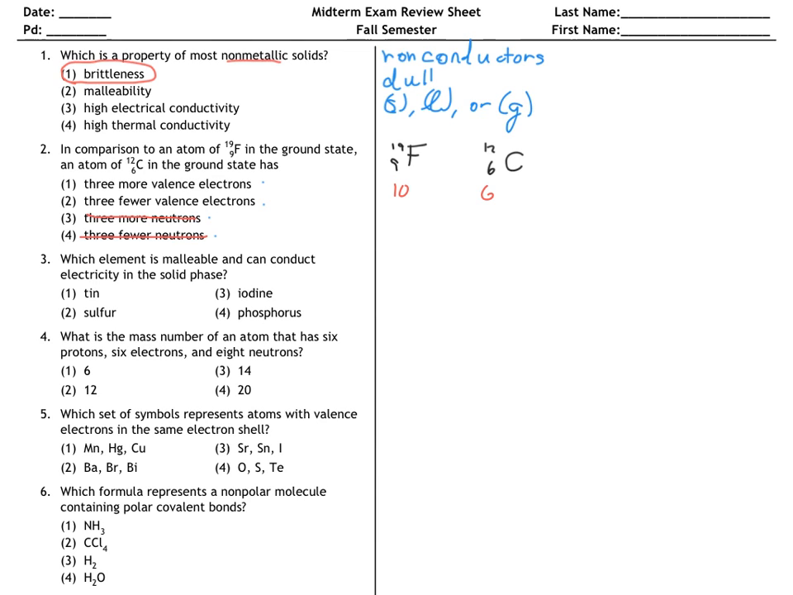But in terms of valence electrons, I'm going to get that from the group that these guys are in on the periodic table, and I'll write it in blue. Fluorine is in group 17, so it's going to have 7 valence electrons. And carbon is in group 4, so it's going to have 4 valence electrons. So that means fluorine-19 has 3 more valence electrons. But I guess this question says it's in terms of carbon-12. So carbon-12 has 3 fewer valence electrons.